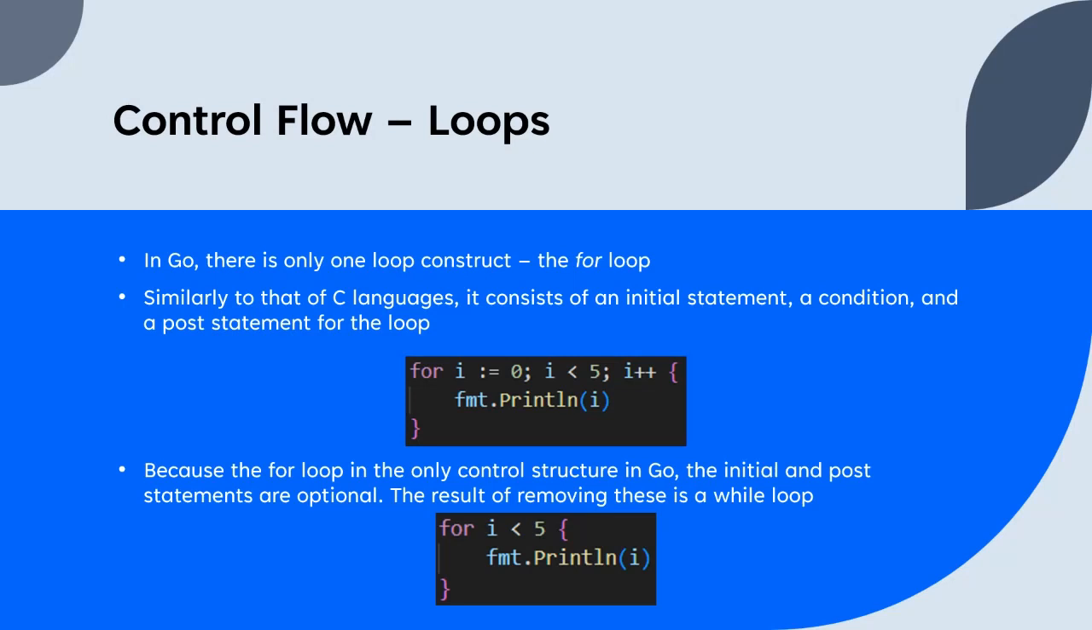In our second example, because the for loop is the only loop construct, you can remove the initial and post statements, which acts as a while loop. The example depicts a while loop that iterates as long as i is less than 5.